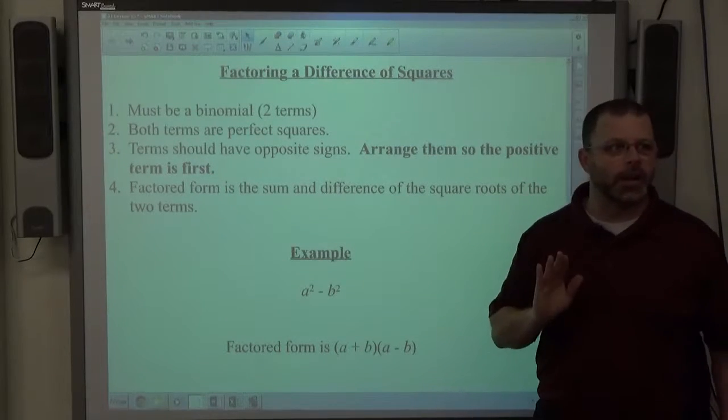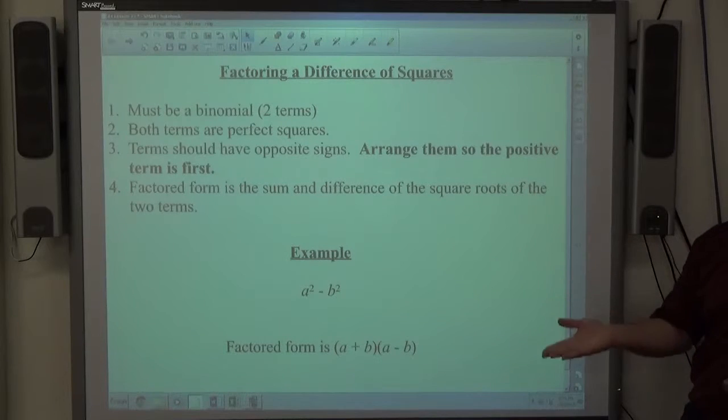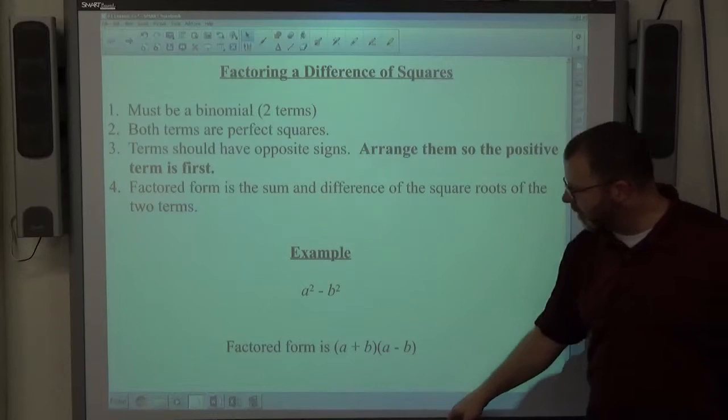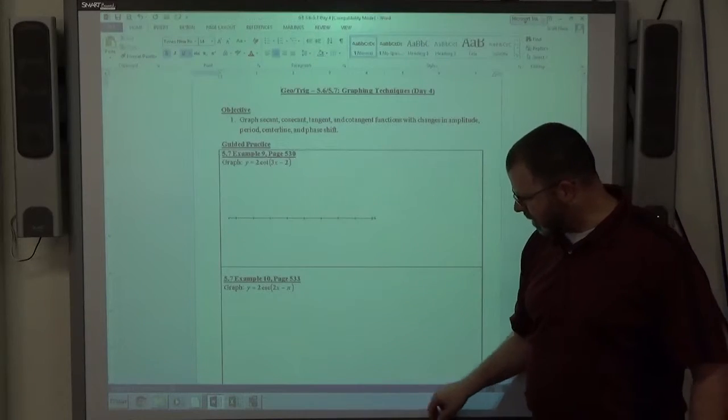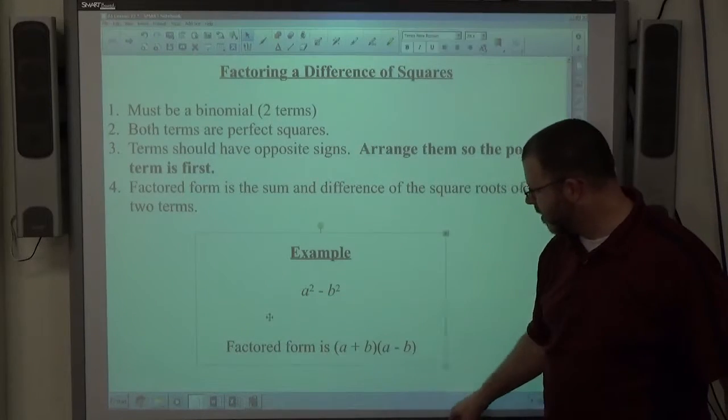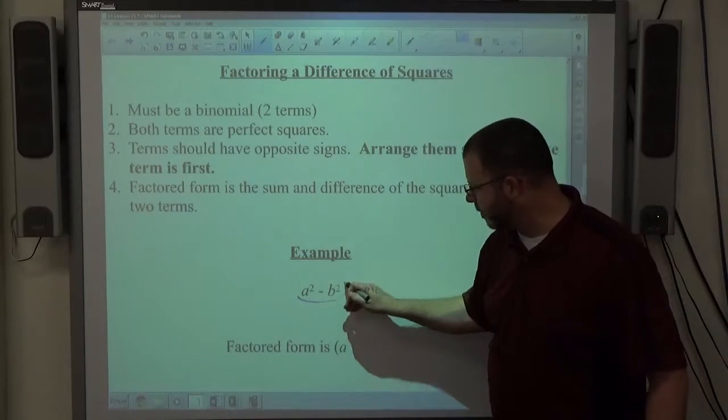There's still going to be a quadratic, the highest power being x squared or p squared or whatever letter we're dealing with squared. The requirement to factor a difference of squares is that it is a difference of squares. If it is, you can. If it isn't, you can't. This is an example of a difference of squares, maybe. Right there. That is a difference of squares.